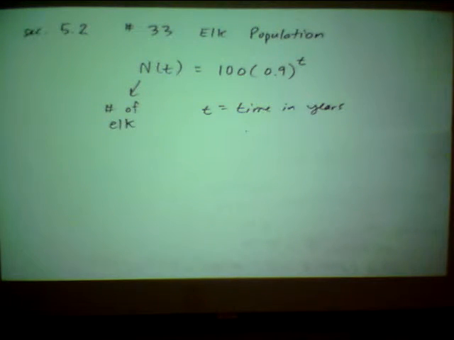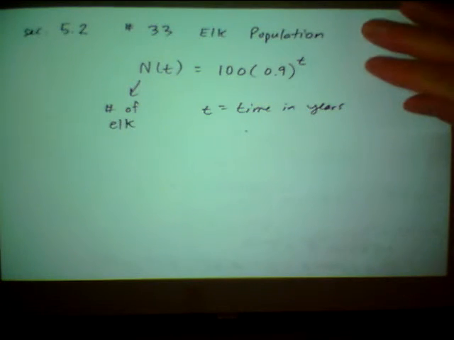Just out of interest, if we look at this equation for a minute, this is an exponential equation. Like we talked about in class, if you look at the base of that exponent, since it's less than 1, we have what we call a decaying function. The value is going to drop as the exponent increases, which makes sense because we expect the number of elk to decrease over time, because some of them will die.